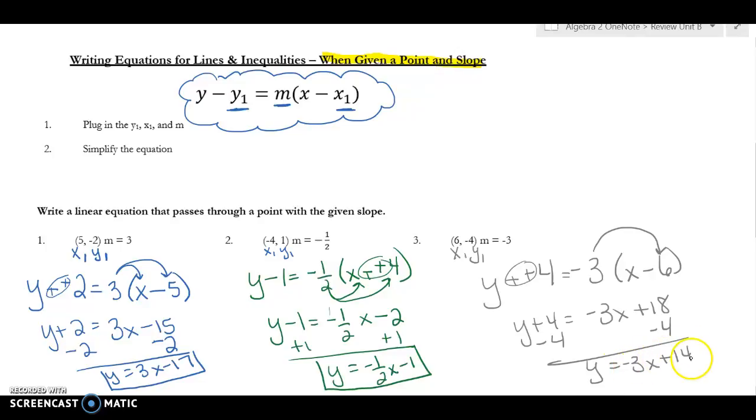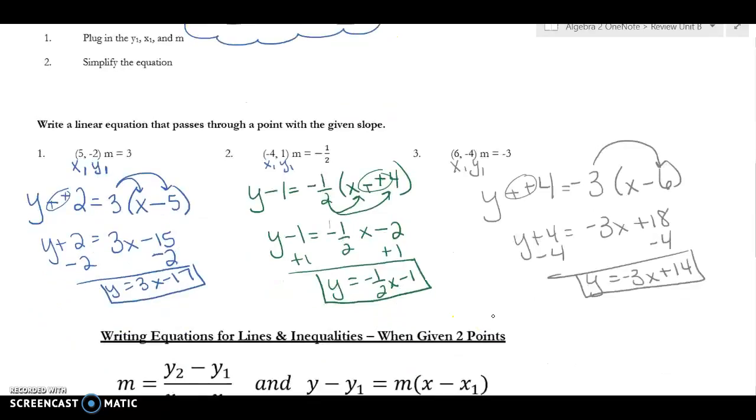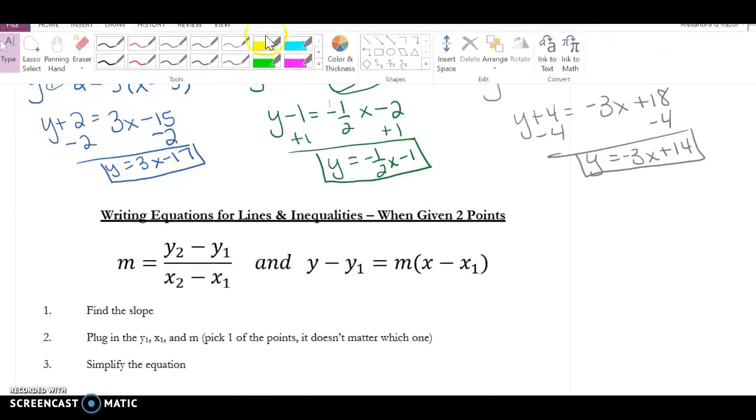So these first type of problems, when you're given a point and slope, the hardest step is usually the first step, plugging it in. After that, it's just distributing and moving one number, and then you're done. All right, let's look at our next type of problem.